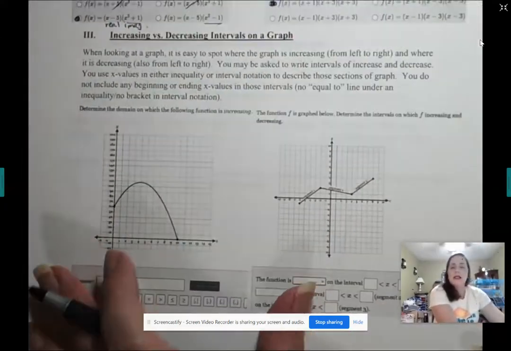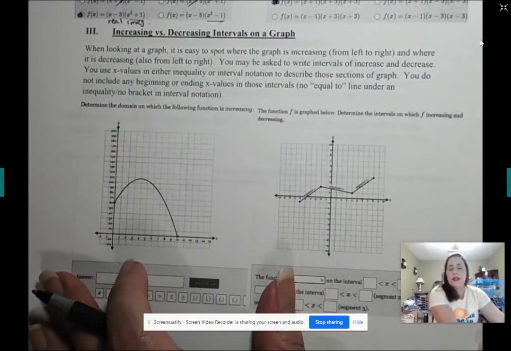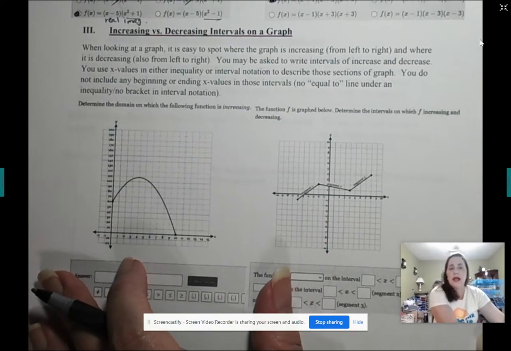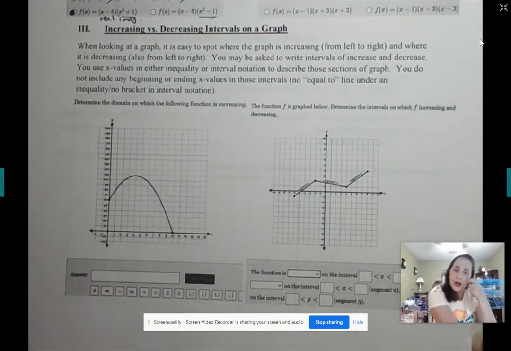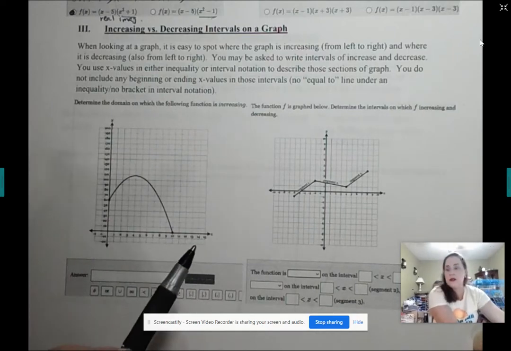Okay, now let's look at increasing and decreasing intervals. That's something that we definitely talked about a lot at the beginning of Algebra 2, and then we kind of brought it up off and on throughout the year. It's going to pop its head up right away in Precal.